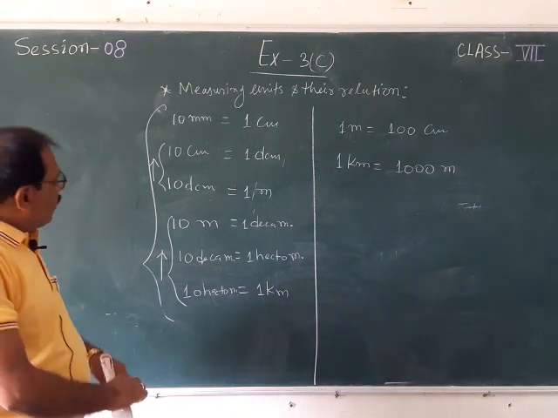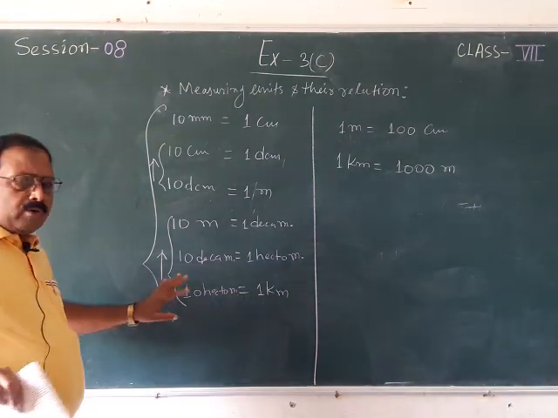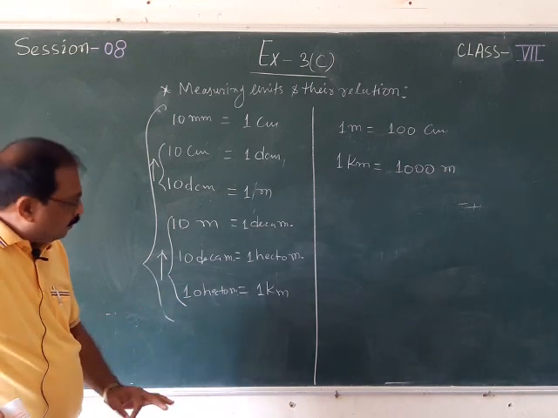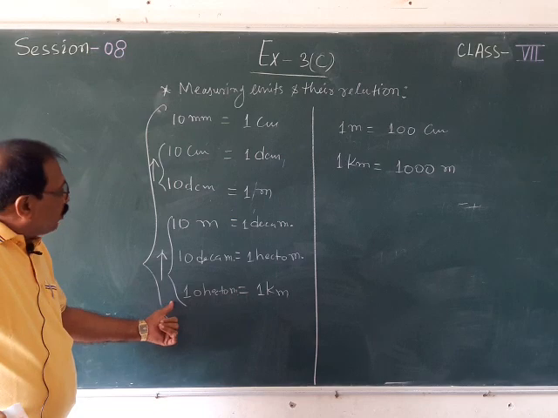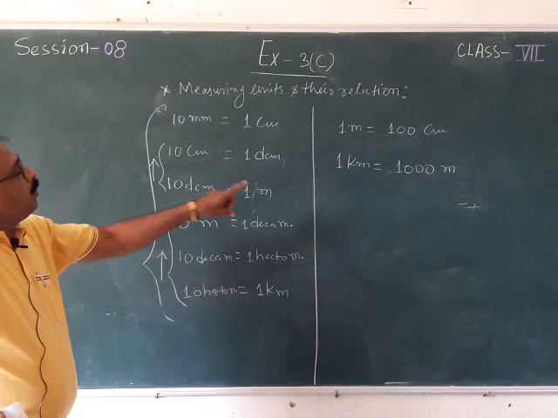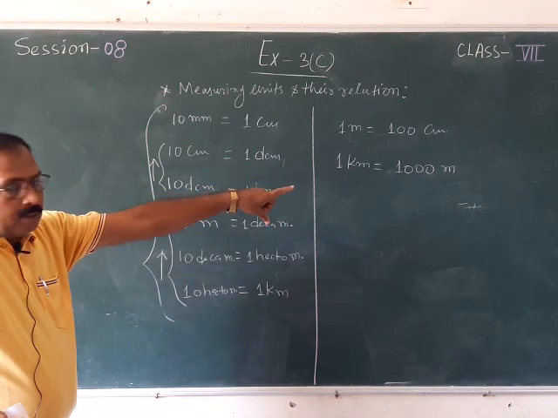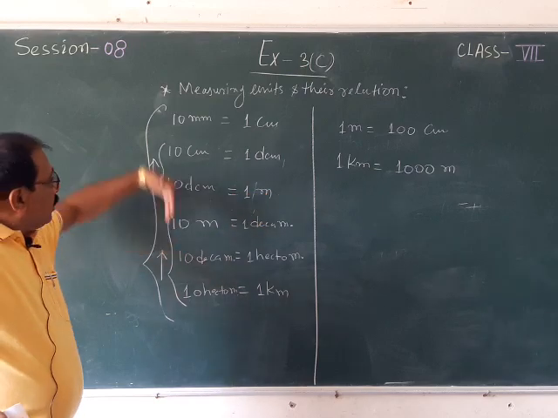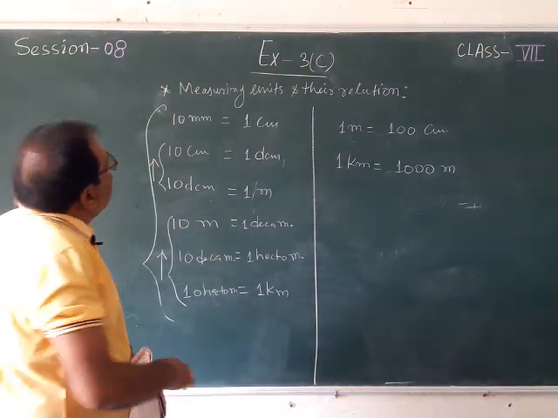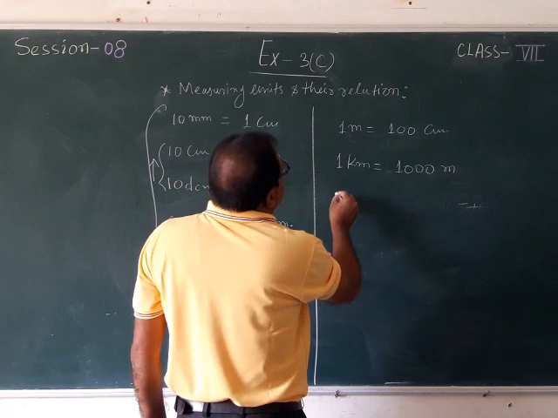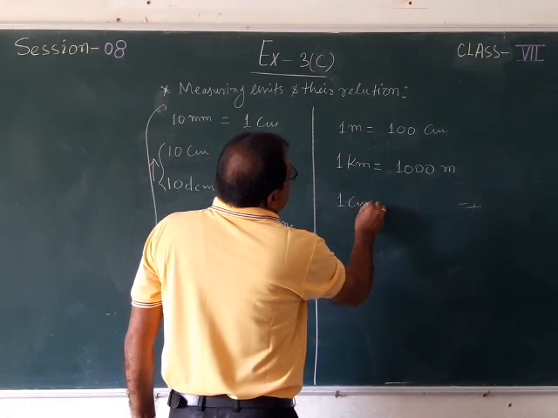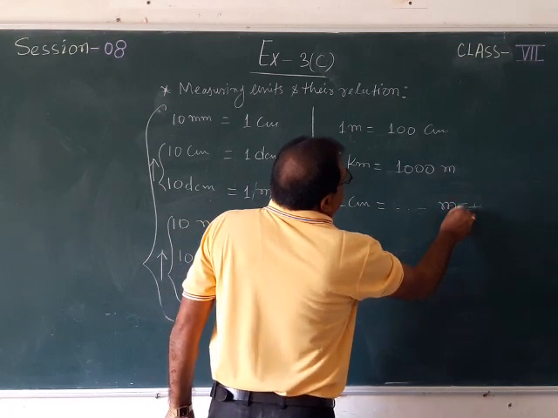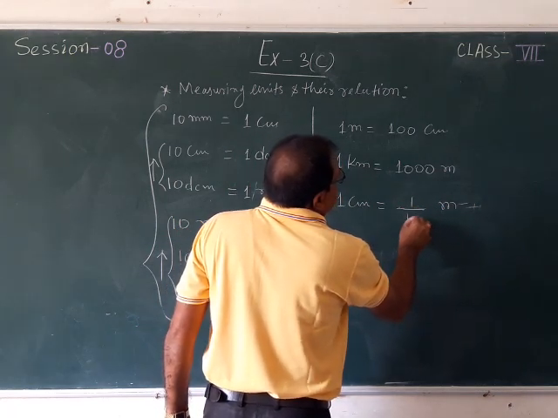What is important there is that when you are going to write any relation, if you are moving from bottom to top, then you write 1 upon zeros. But if you are coming in the downward direction, suppose I ask you 1 centimeter means how many meter? What will you do? You will write 1 by 10 meter.